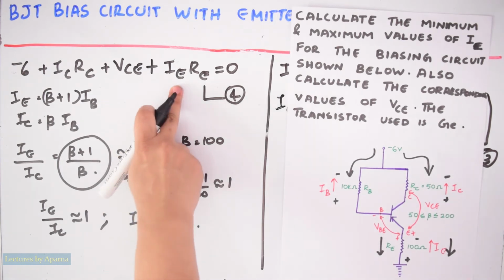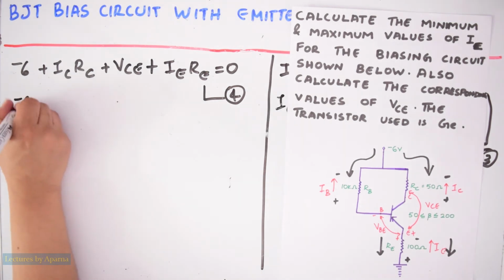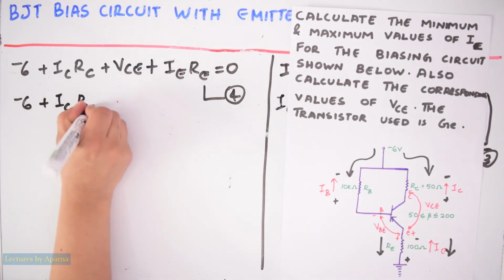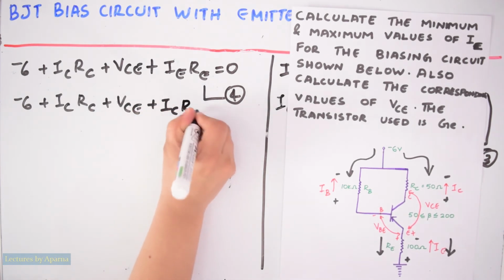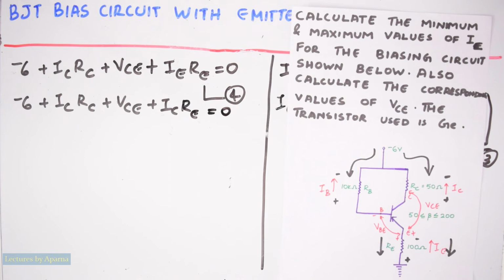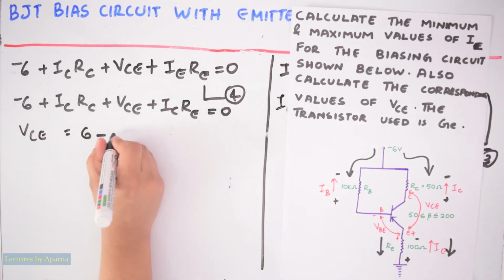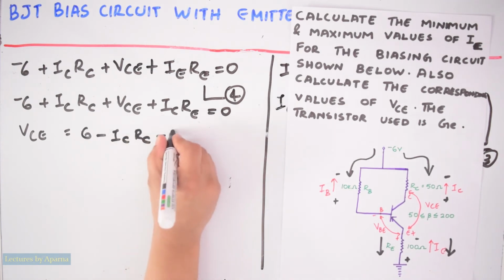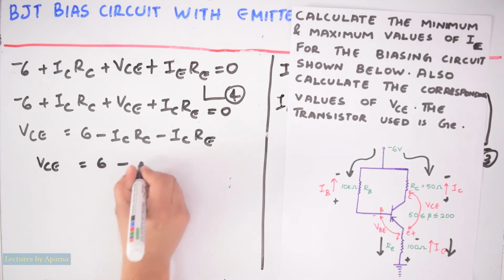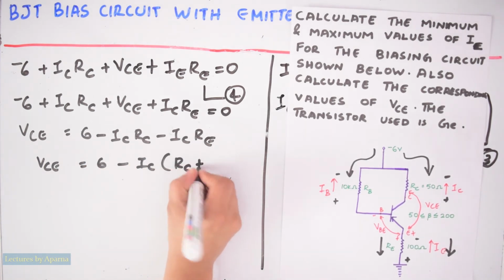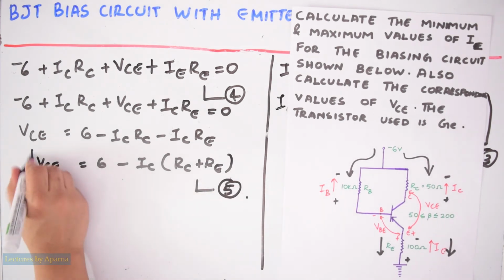So put IE equal to IC in this equation and we will get it like this. Minus 6 plus ICRC plus VCE plus ICRE equal to 0. Now VCE is equal to 6 minus ICRC minus ICRE, or VCE is equal to 6 minus IC into RC plus RE. Let this be equation 5.